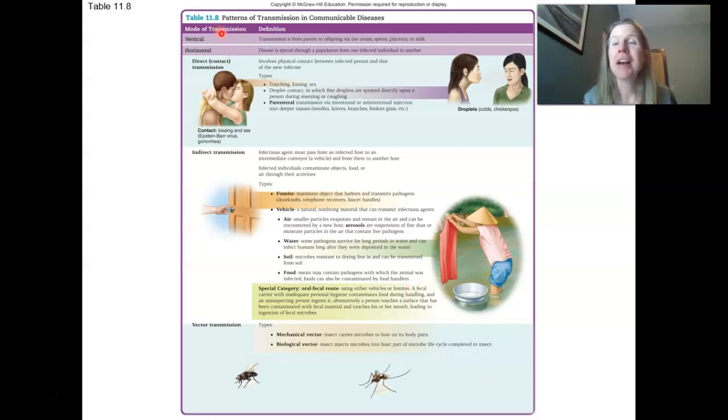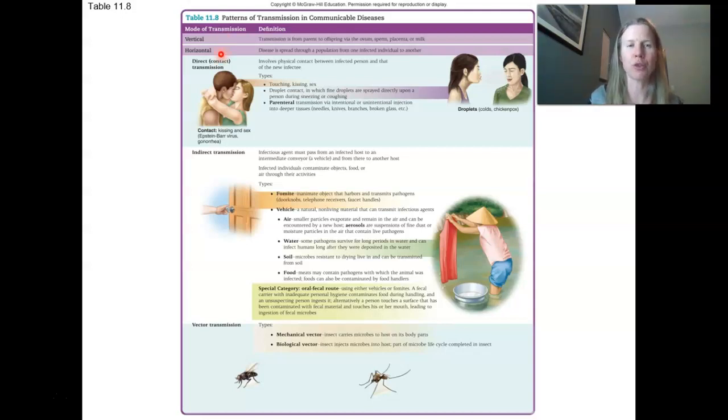Okay. Vertical transmission versus horizontal transmission. Vertical transmission is when a disease moves from a parent to the offspring. For example, if you have syphilis as a female, it can cross the placenta and infect your baby, and your baby can be born with syphilis. That would be a vertical transmission of a disease. Or if you have HIV and you breastfeed your baby and they pick up HIV.